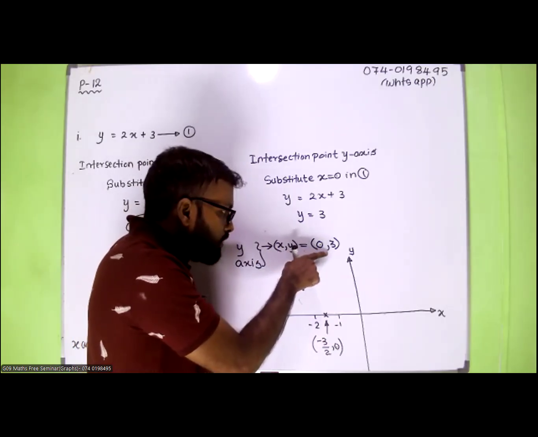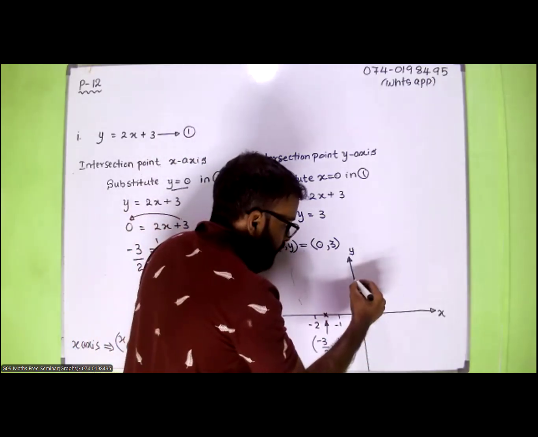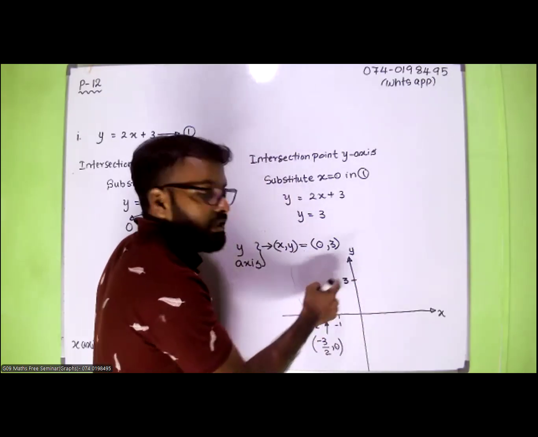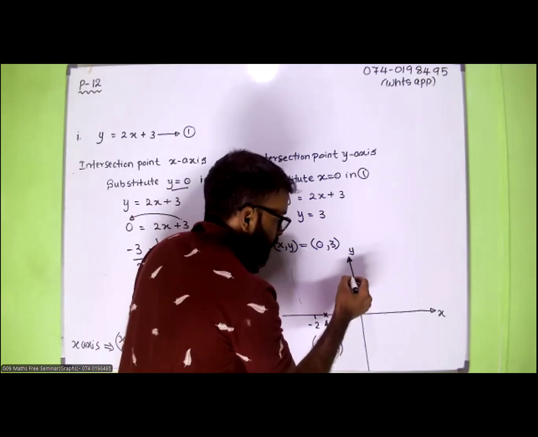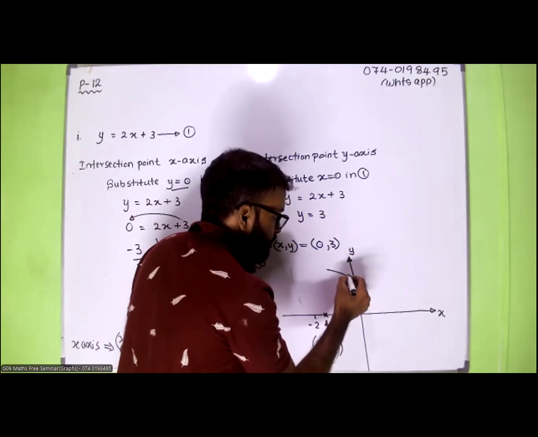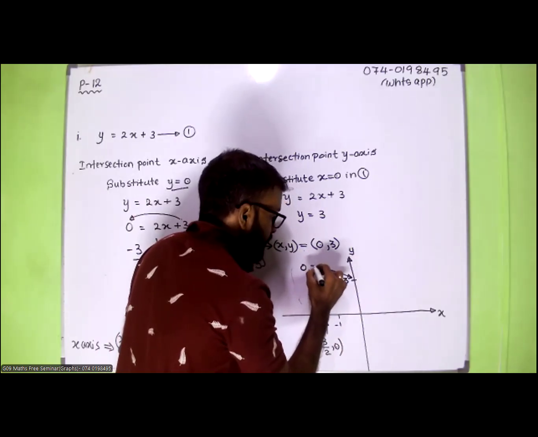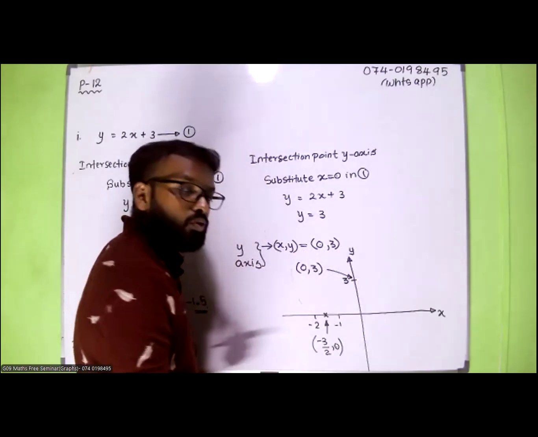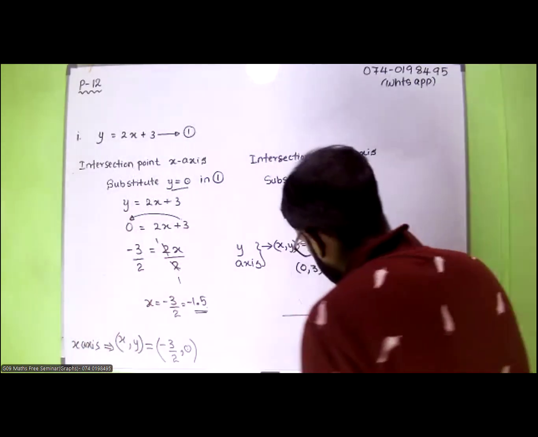Now the y-axis point 0, 3. I will take somewhere around here. This is my 3. So this is the intersection point. The coordinate of this is x 0, y 3. Now by joining these two points with a line, you can plot the graph.